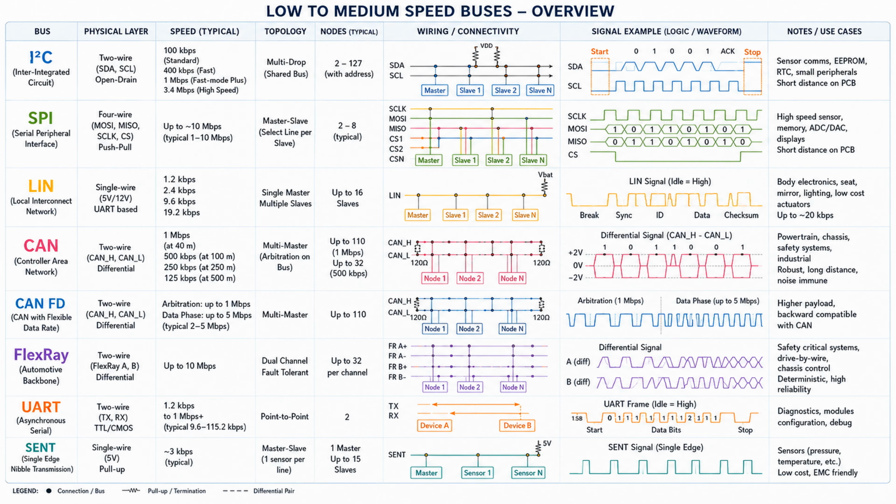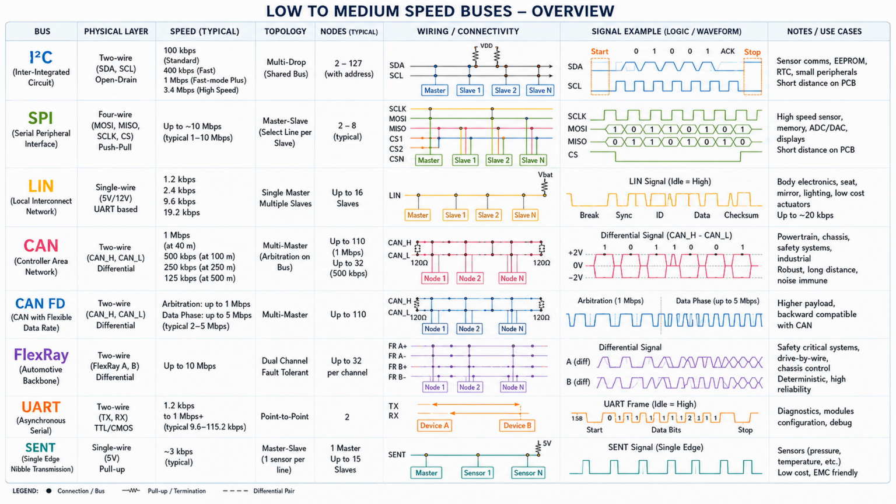Section 6 describes FlexRay. FlexRay was developed for safety-critical automotive systems requiring deterministic timing. Unlike CAN's event-driven arbitration, FlexRay supports time-triggered communication. It uses dual differential channels, fault-tolerant operation, and deterministic scheduling. Speeds reach up to 10 Mbps.